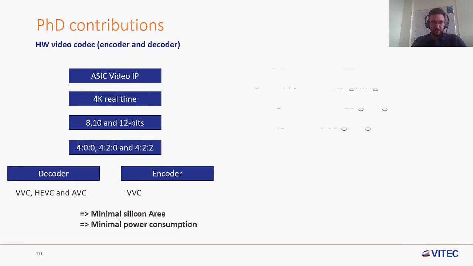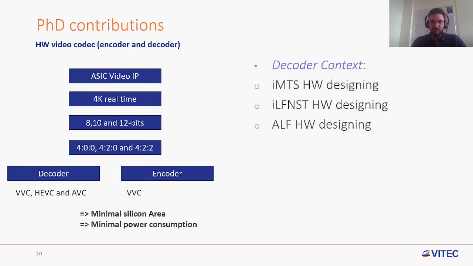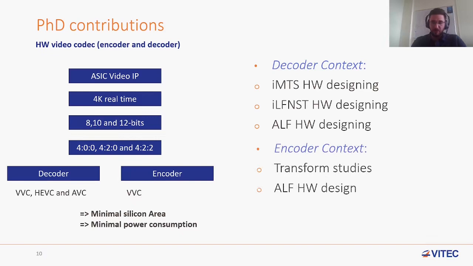Now, in the context of the decoder, in this PhD, we propose the hardware implementation for the inverse multiple transform selection, the hardware implementation for the inverse LFNST, and also another one for the adaptive loop filter. For the encoder context, we also participated by proposing some hardware designs for the transform, which is different. And we also proposed the hardware implementation for the adaptive loop filter for the encoder context, which has a decision and a filtering phase.